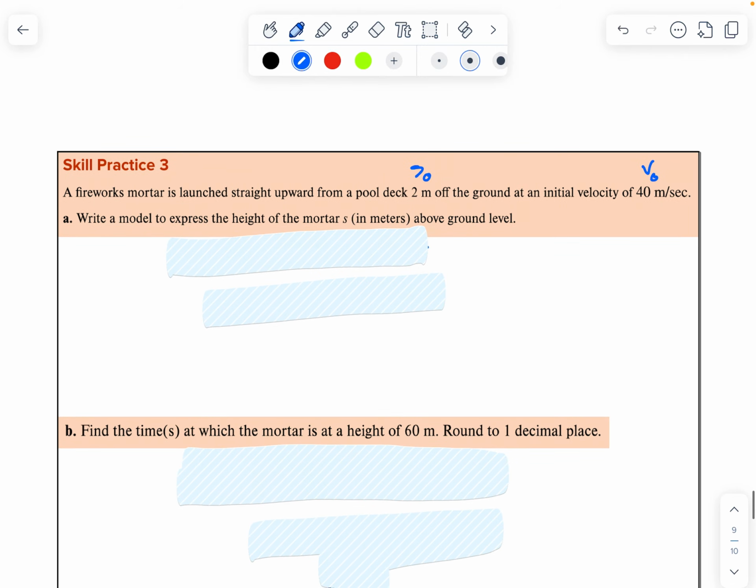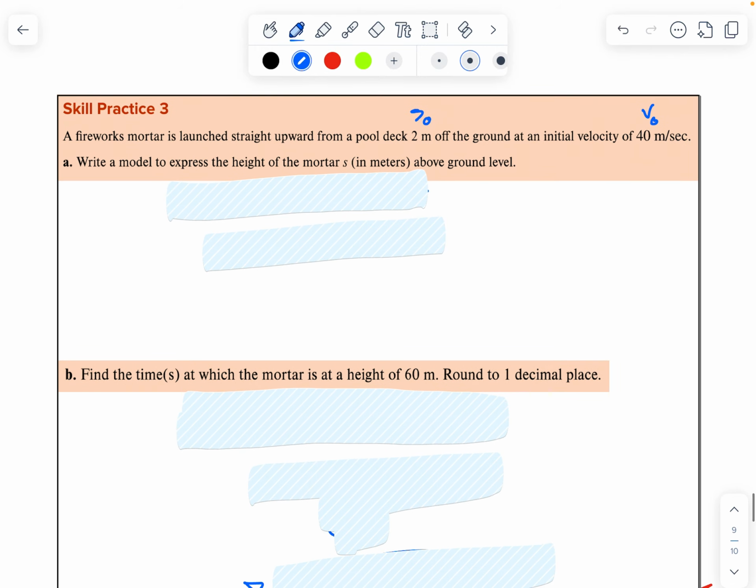Here's another very similar to that. A fireworks mortar is launched straight upward from a pool deck, 2 meters off the ground. That's our initial height. With an initial velocity of 40 meters per second, that's our initial velocity. Write a model. Look, this is in meters. We know that our acceleration is going to be 9.8 meters per second squared, since we're dealing in meters. Write a model to express the height.